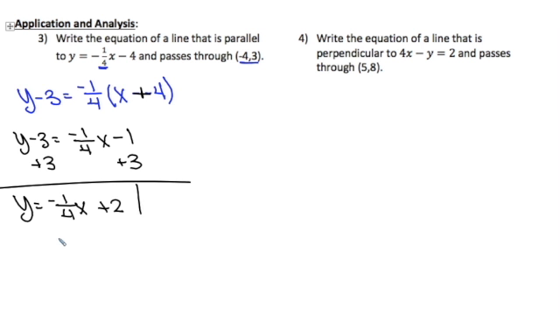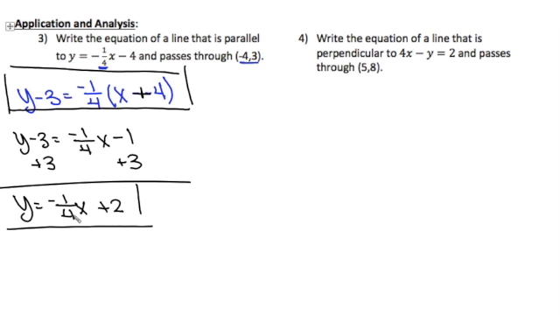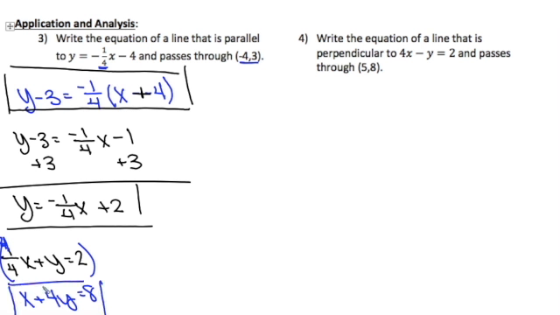If you chose to put it in standard form, which if I had to guess, you probably wouldn't, I would add the 1/4 x to the other side, so I have 1/4 x plus y equals 2. This has to be a whole number, so I'm going to multiply the whole thing by 4, and that's going to leave me with x plus 4y is equal to 8. So 3 different answers there.